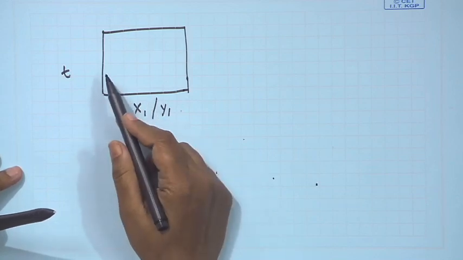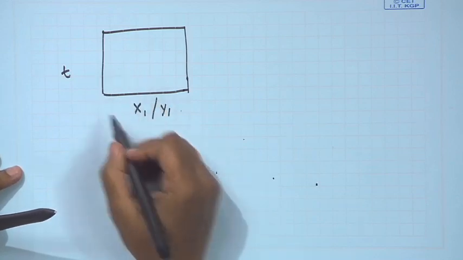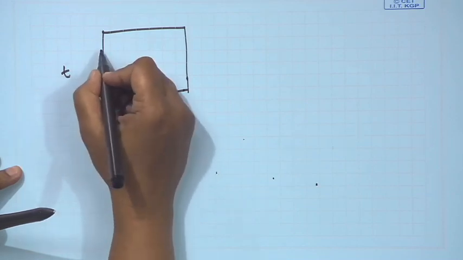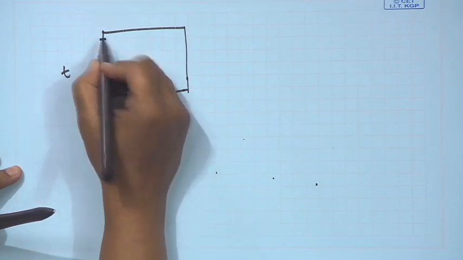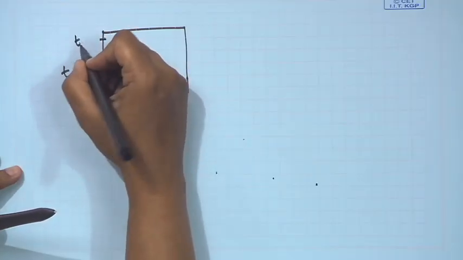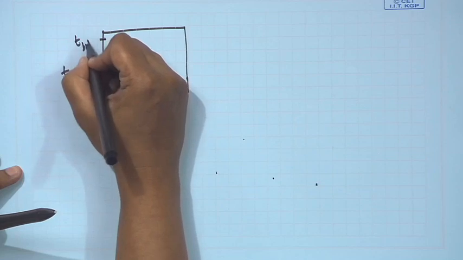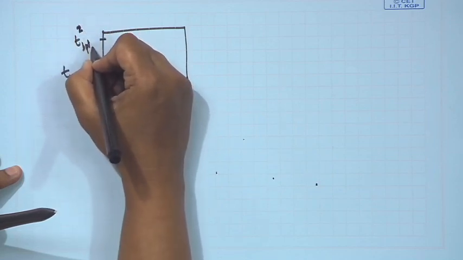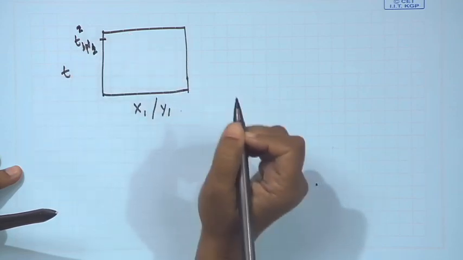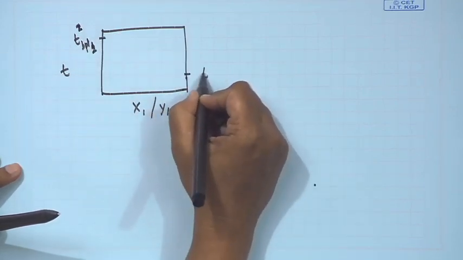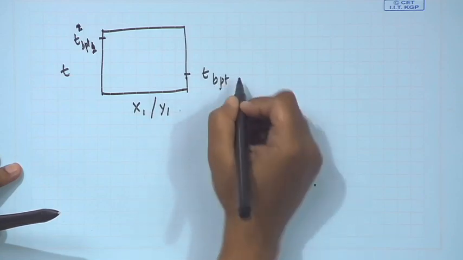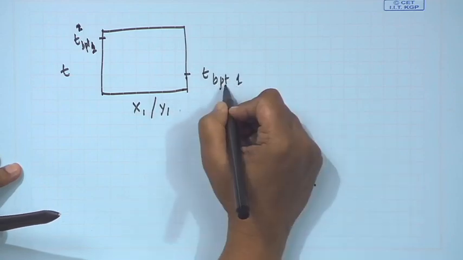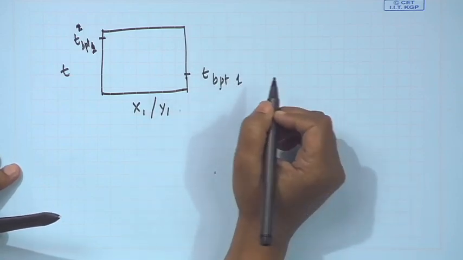Now, in this particular situation, when x1 equals 0, this should correspond to the boiling point of phase 2. Since phase 2 is the less volatile component, its boiling point will be higher. So, this is T, say, boiling point of component 2, right, and this should extend to the T boiling point of component 1, which is naturally more volatile, so it should be less, right.